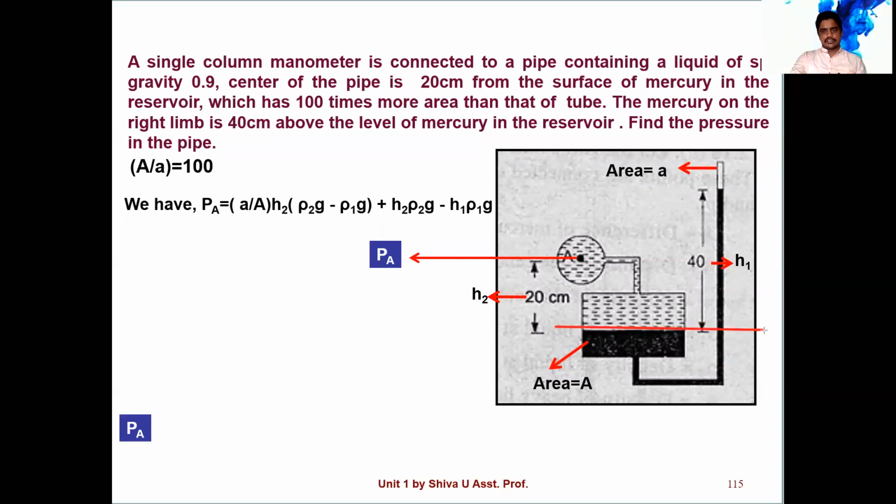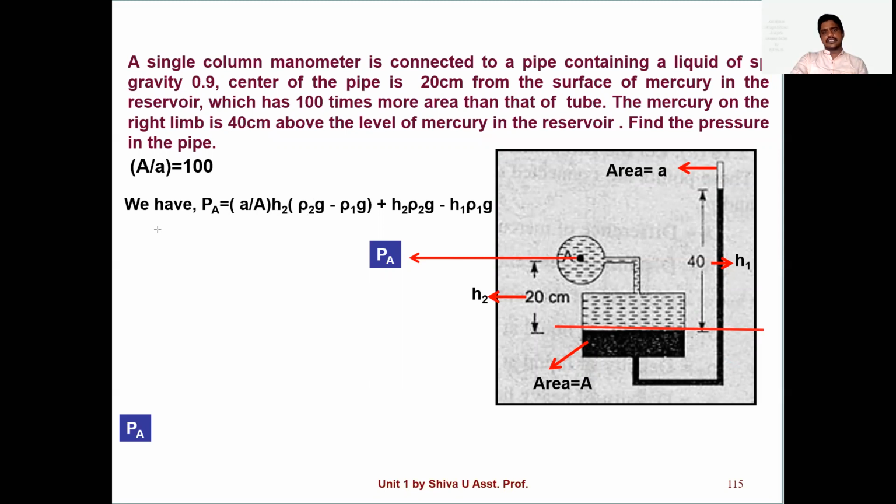So let us take this as our equilibrium level. At the equilibrium level, PA is equal to, that is actually delta H. So delta H means a by A into delta H2. So that is a by A into H2 is equal to rho 2 G. So how did we obtain this equation?